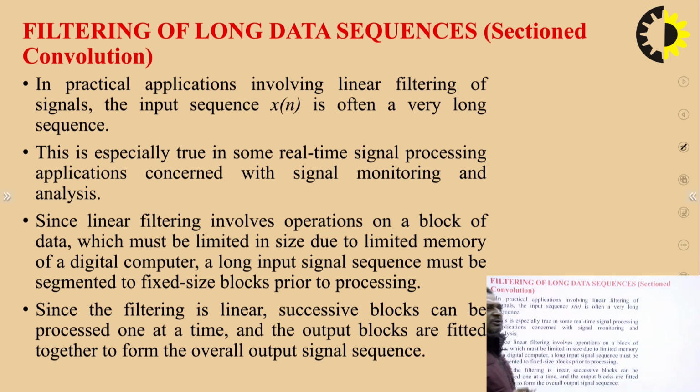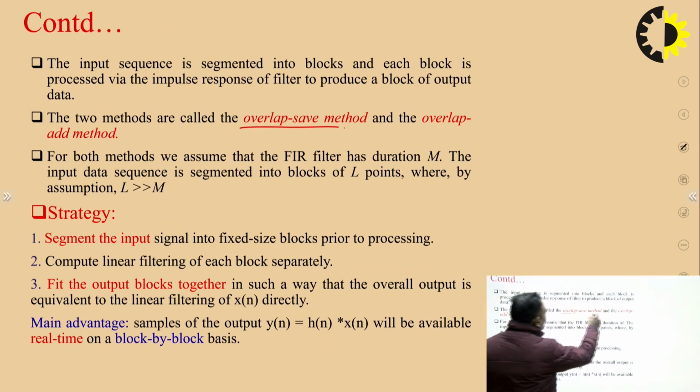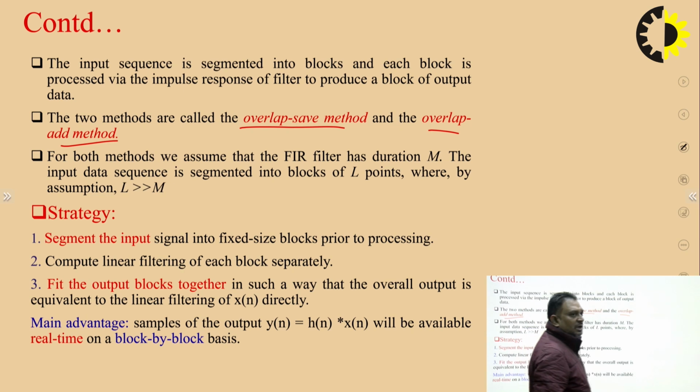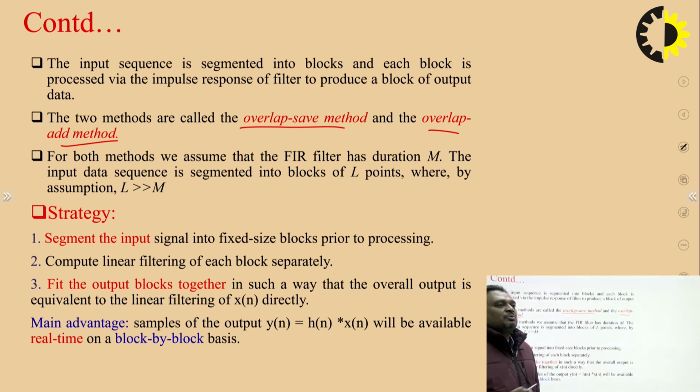In this particular topic there are two types of methods, one is the overlap save method and the other is the overlap add method. In both cases, we take the input sequence and break the incoming input sequence into segments, convolve each with the impulse response of the filter and find the result, and then ultimately all the outputs that we obtain from these segments we add up.